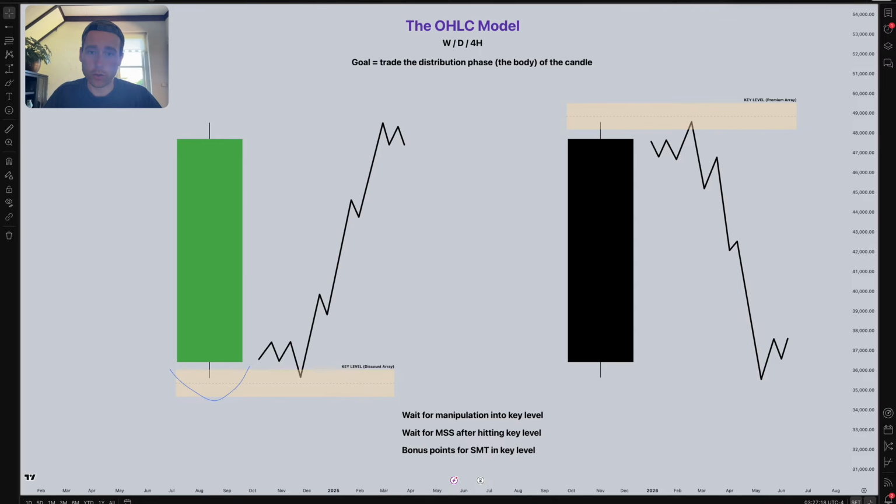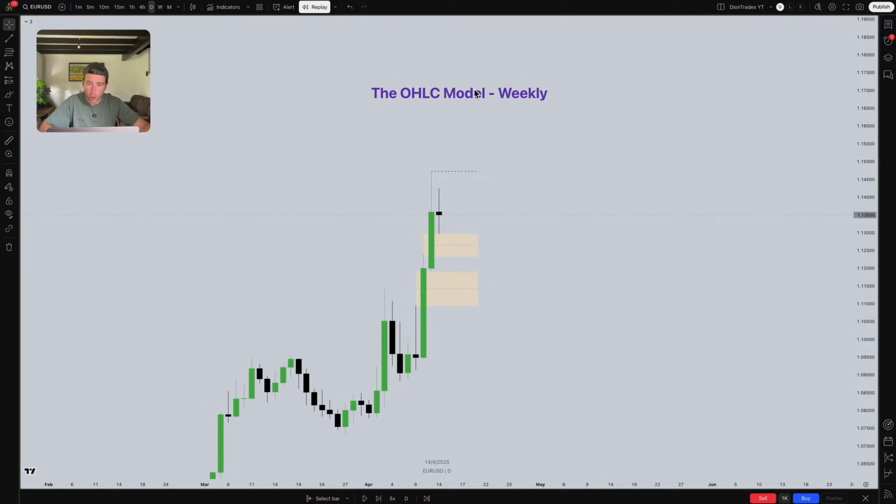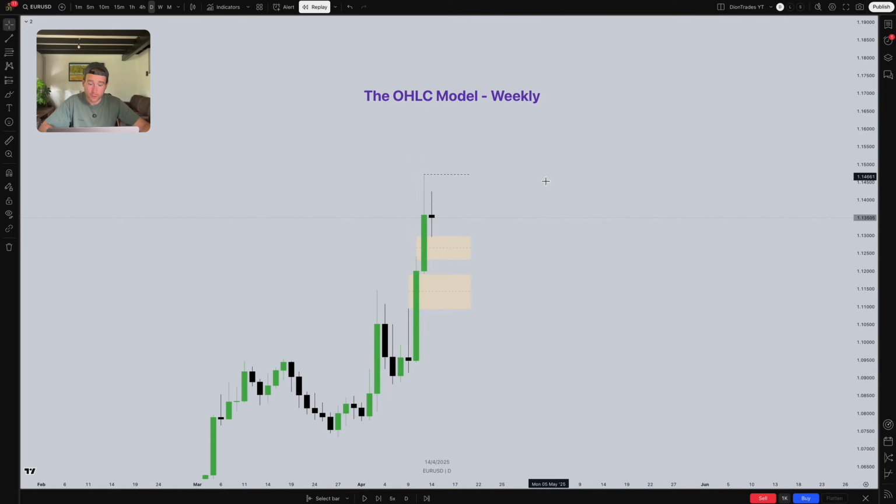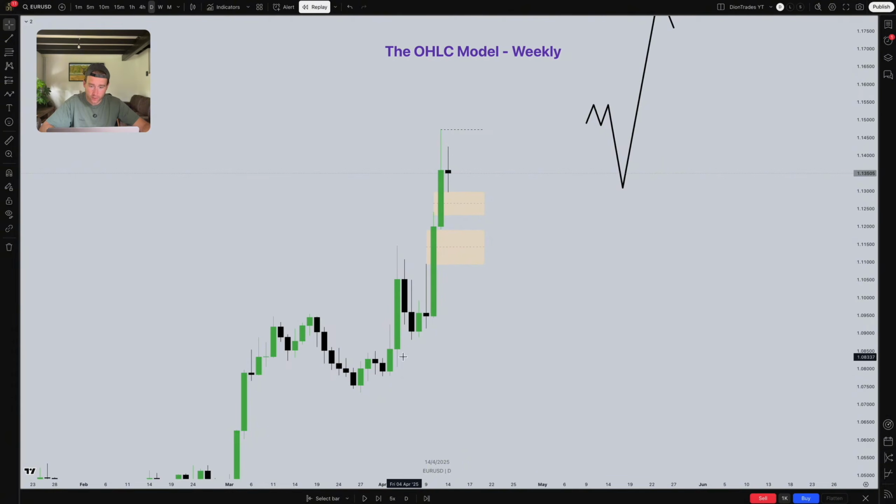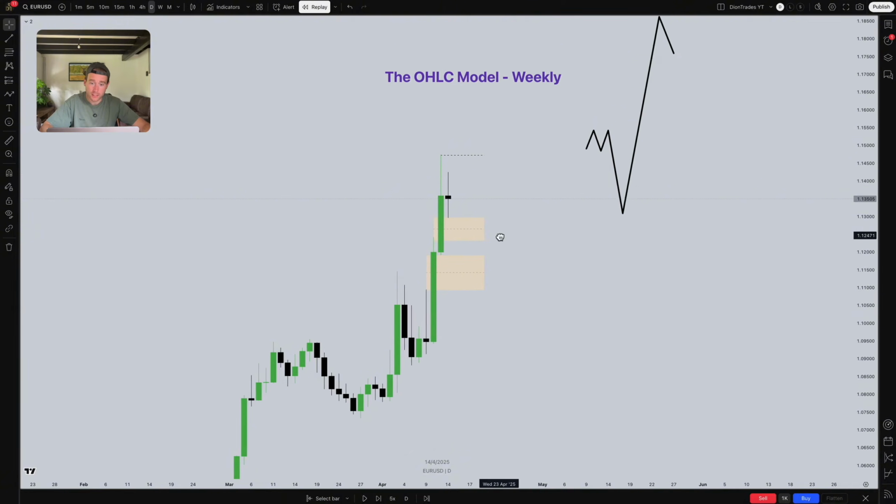Here in this first example, we're looking at the open, high, low, close model on the weekly time frame. So that means on a weekly candle, if you expect a bullish candle, you want an open, low, high, close. And ideally on Monday or Tuesday, we made the manipulation move, set a low of the week in a key level, and then trade higher. So here we're looking at this Euro US dollar daily chart, and look at how bullish we are. So that means we want to continue bullish.